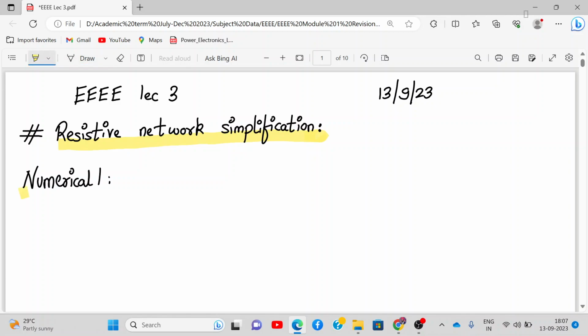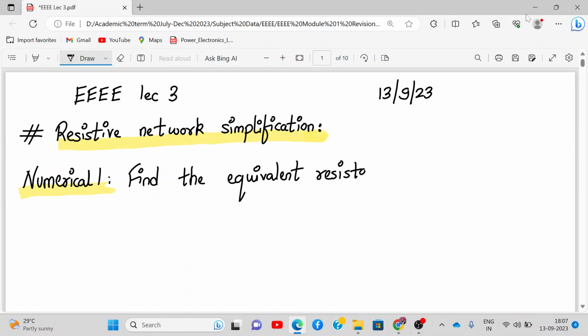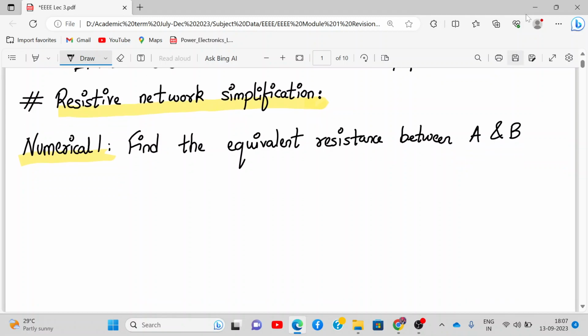So it says that find the equivalent resistance between A and B. Alright, so let us draw the circuit first.